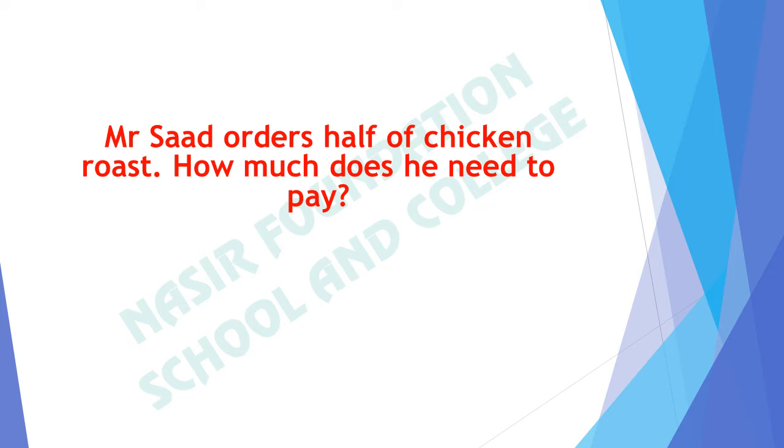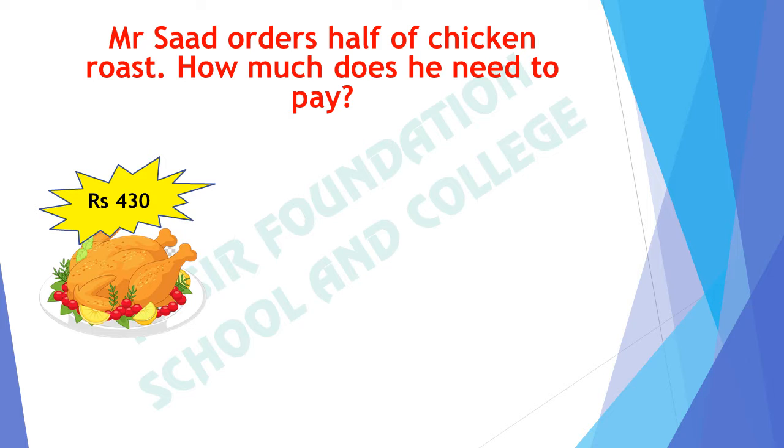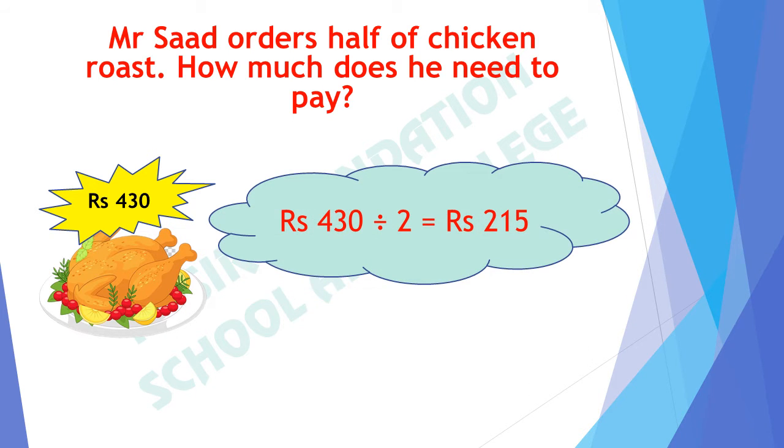Mr. Saad orders half of chicken roast and how much he has to pay. As Mr. Saad orders half of chicken roast, the price of a chicken roast is 430 rupees. As he orders half of chicken roast, so we will divide it by 2. If we divide 430 rupees by 2, we get 215 rupees. It means he has to pay 215 rupees.